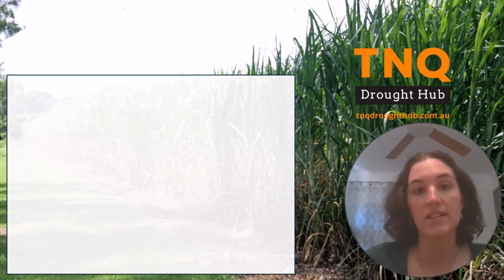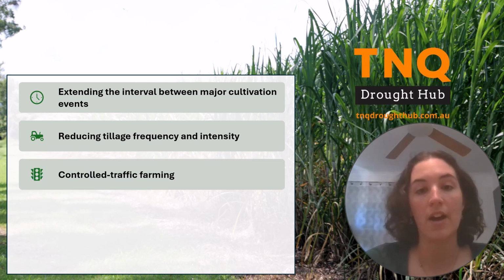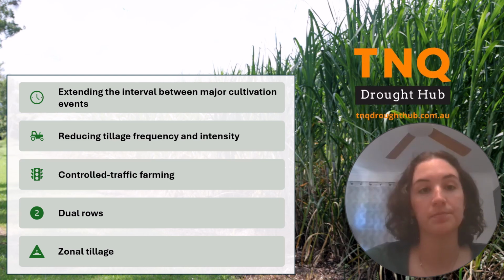These findings suggest that time since cultivation strongly influences soil invertebrate communities and their beneficial activities. To support these organisms, future research should focus on practices such as extending the interval between major cultivation events, reducing tillage through less machinery passes, using controlled traffic farming to match row spacings to machinery, trialling dual rows to reduce inter-row traffic, and shifting to zonal tillage that disrupts only the cane row.